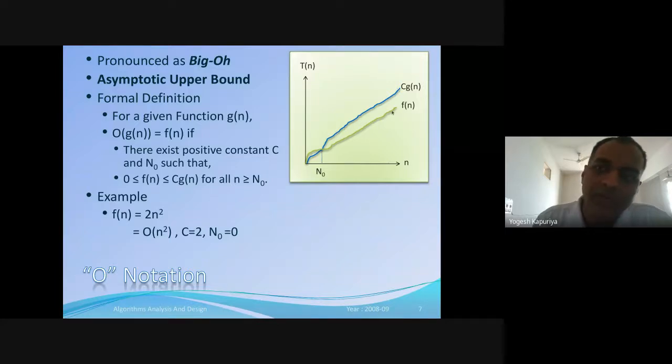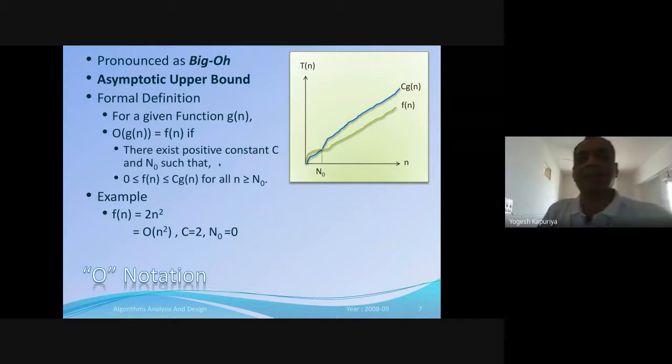At no point of time will this become something like this, where your f(n) goes here and c·g(n) comes down. It's not going to happen. When you have this scenario, or when you find this kind of a point and this value of constant c, then you can say that your f(n) actually is big O of g(n).